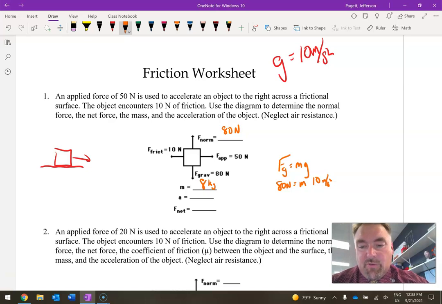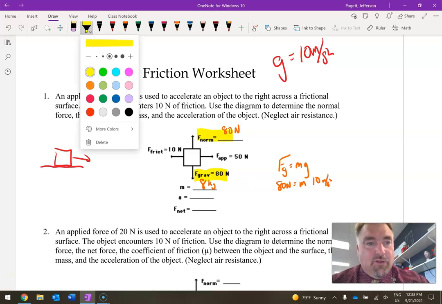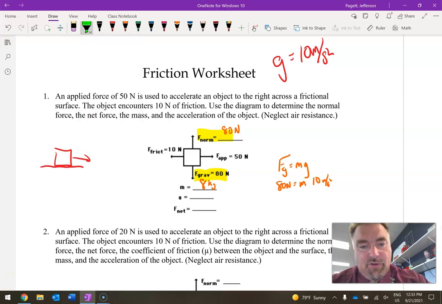Now, they want the net acceleration, but before we can find the net acceleration, we have to find the net force. So if we look at all of the forces applied here, and we're going to highlight these, we've got the force of gravity pulling down and the normal force going back up. 80 down, 80 up, they're going to cancel each other out. I'll change highlight colors here. And so you've got the force applied is 50, the frictional force is 10. Now, because they are vectors, we're going to add them up, but because they're antiparallel, we're actually going to subtract them. So my net force is going to be 50 minus 10, or 40 newtons.